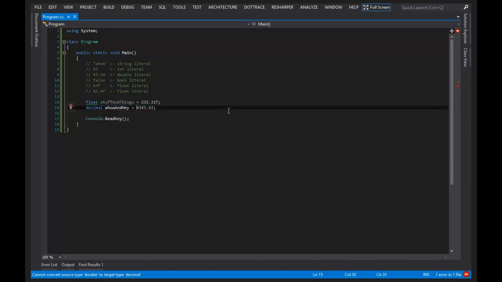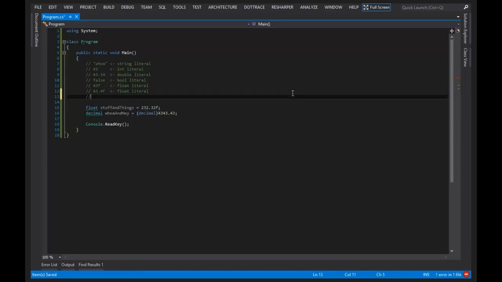Now I could explicitly convert it into a decimal if I wanted to by using a cast, but I cannot implicitly convert it into a decimal. So, fortunately, we don't have to do this. The C# compiler introduces the m suffix.